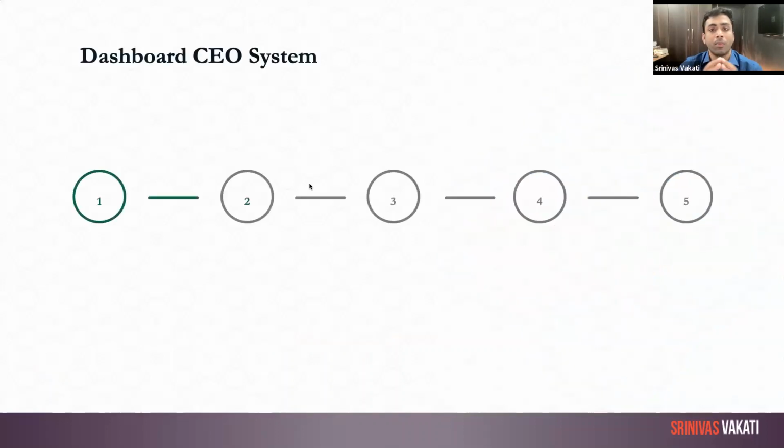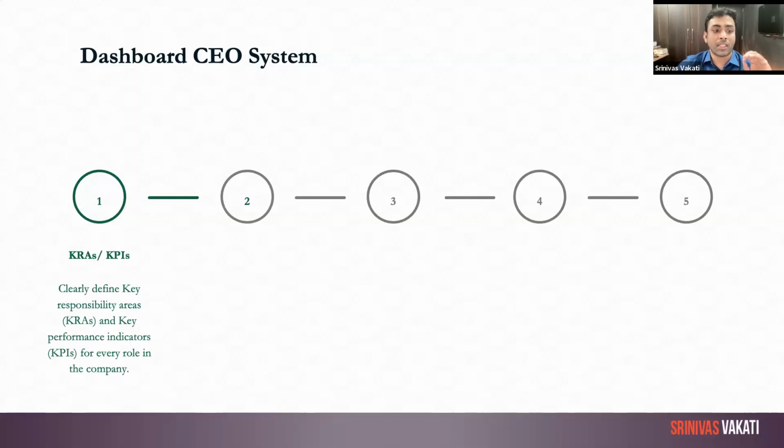Now, let's get started with the Dashboard CEO system that we implement with all our clients. I have broken down everything into 5 steps, and from now everything is going to be practical. So I want everyone to have a pen and paper with you. The first step you must do if you want to systemize your business is you must clearly define KRAs and KPIs of every person in your company. I repeat, you must clearly define key responsibility areas and key performance indicators of everyone in your company.